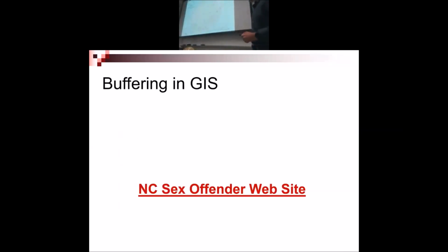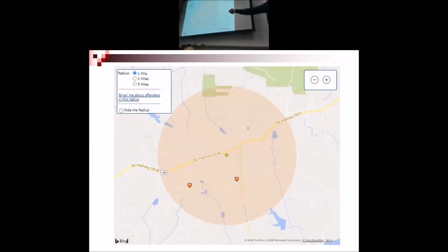And so the one thing about buffers, this is an example of a buffer. Okay, I've got my house right there. It's just a 1 mile circle. They're really, really easy to calculate. All it is is a circle.